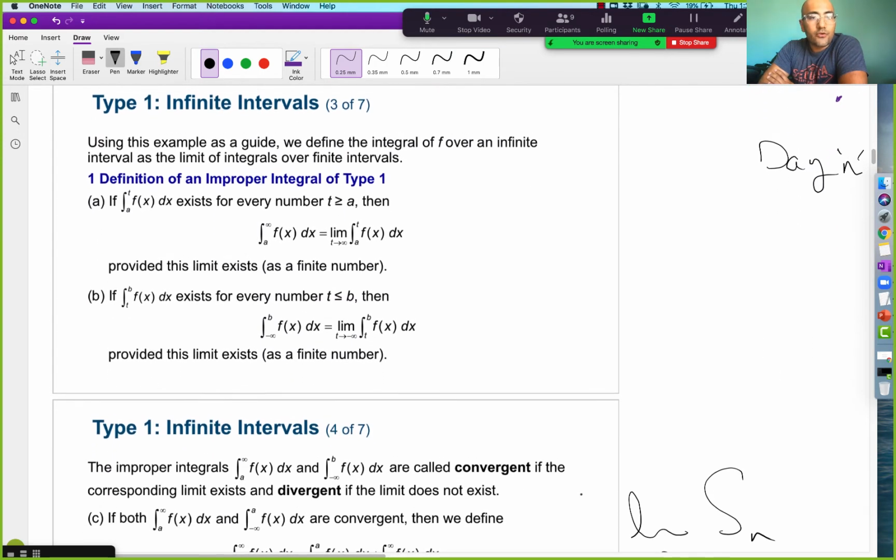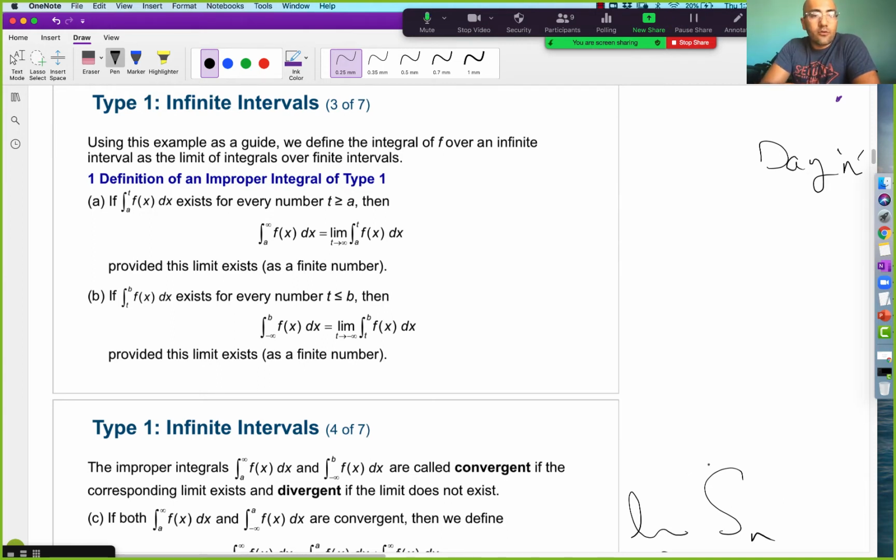Good. So using this example as a guide, we define the integral of f over an infinite interval as the limit of the integrals over finite intervals. So we take that infinite interval, define it momentarily as a finite interval, and then we apply a limit to figure out what the area over the infinite interval would be.